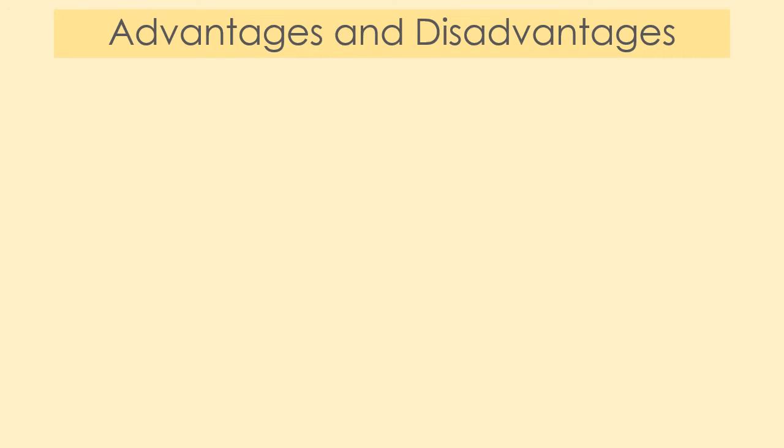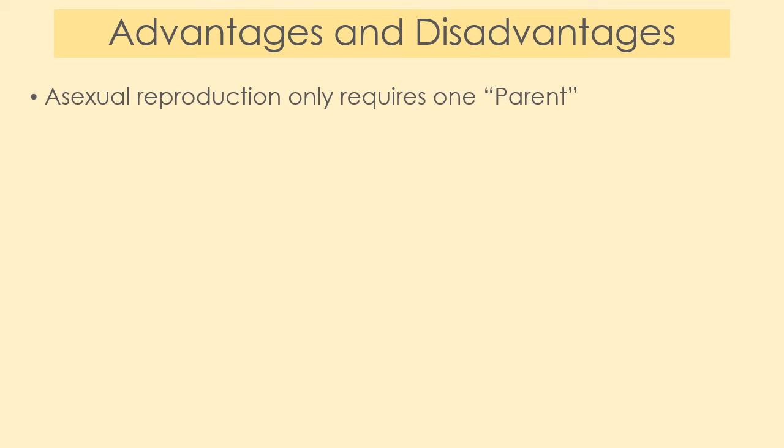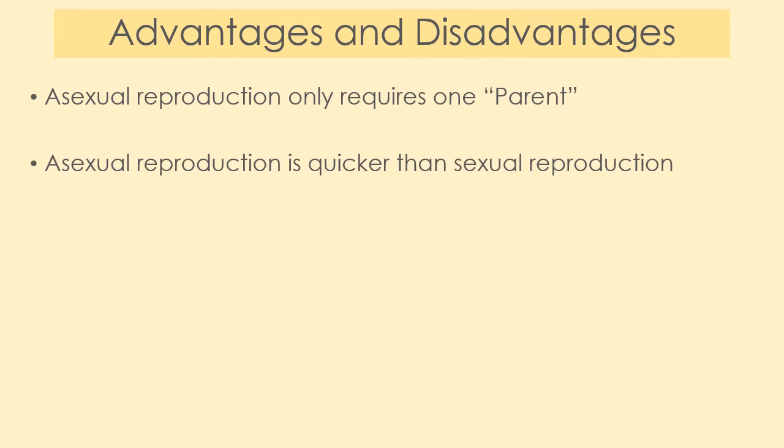So we're first going to have a look at some advantages and disadvantages of asexual and sexual reproduction. An advantage of asexual reproduction is that it only requires one parent. Notice that I put parent in inverted commas because it's not exactly the same as a parent how we think of it with mothers and fathers. It is just one organism that then produces identical offspring.